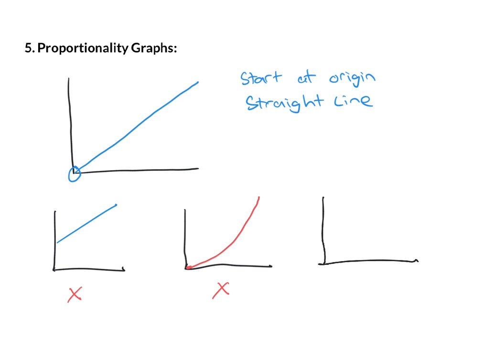And let's do something like this. It's a straight line, but it's going down, and so on. So the only ones that are proportional is a straight line from the origin.